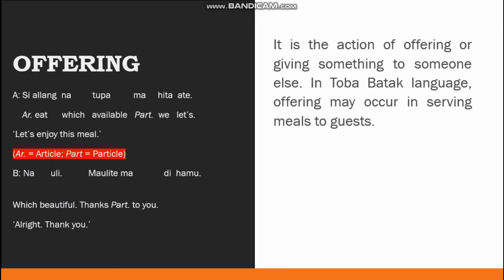The other kind of sociolinguistic routine in the Toba Batak language is offering. In the Toba Batak language, offering may occur in serving meals to guests. For example here, sai ba na tupa mangan hita ate means let's enjoy this meal. And the response, nauli mauli tema tiamu, means all right, thank you.